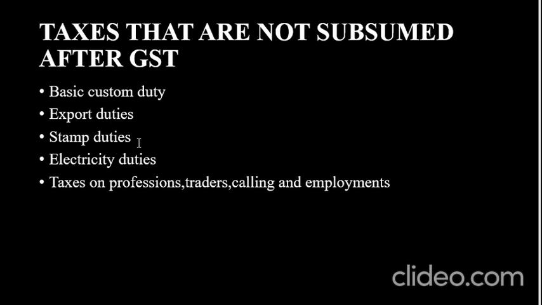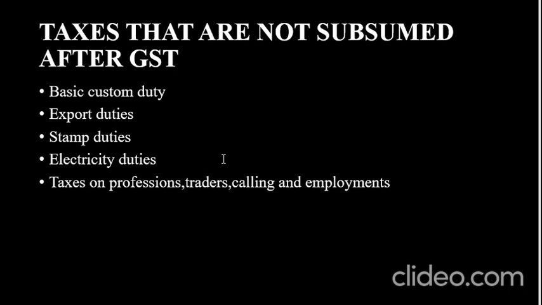So stamp duties, where for every registration of a property, the document should be printed on stamp paper to ensure that the stamp duties are paid to the government and the properties are registered. Next, electricity duties. Electricity duties are charged on the electricity used, based on the units consumed. These are charged by the government to make a note of all the subsidies.